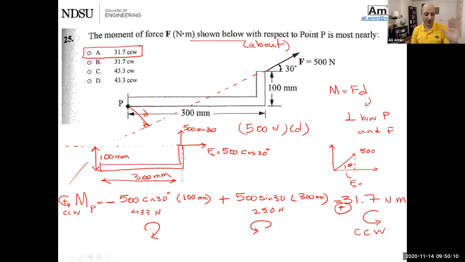The streak is broken. It's not C anymore. It is A, counterclockwise. Questions? By the way, if you didn't notice, because the problem was asking for Newton meters, I just did a unit conversion, which is basically just putting a dot right here. If you put a dot there, it turns it into meters. Okay?